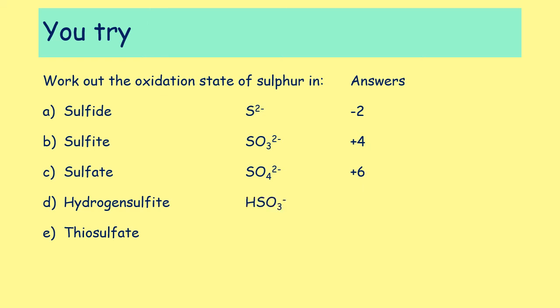Hydrogen sulfite, which is HSO3-. In this case, what we have got is sulfur with an oxidation state of +4. And thiosulfate, S2O3 2-, has sulfur with an oxidation state of +2. So you can see that it's not only transition metals that can have lots of different oxidation states, and that's something to be cautious of. So I'm hoping that you were able to get all of those.